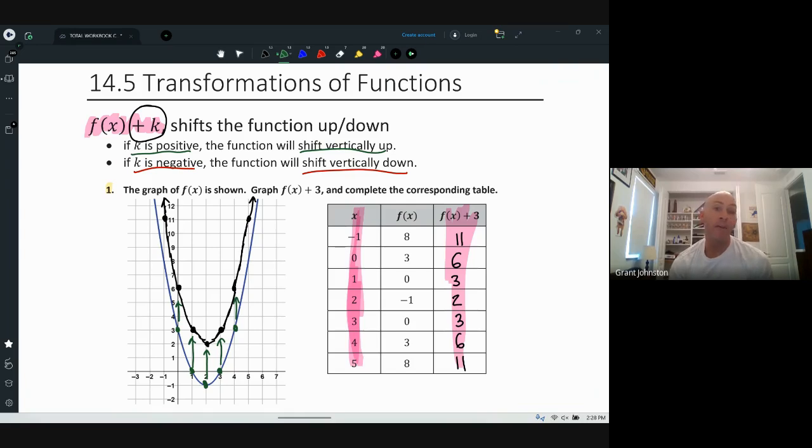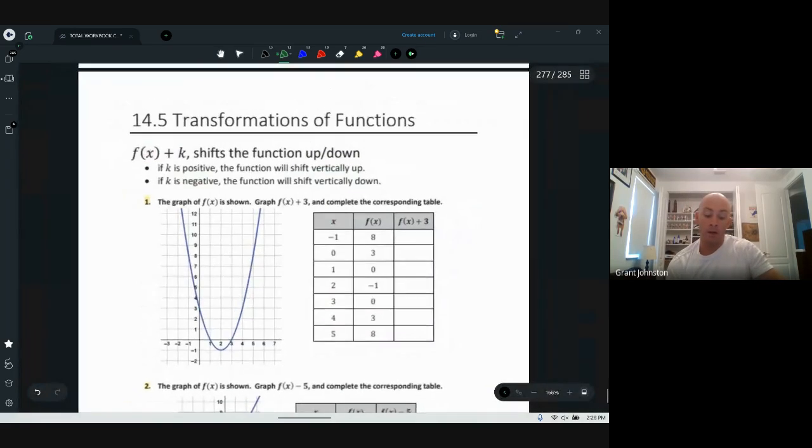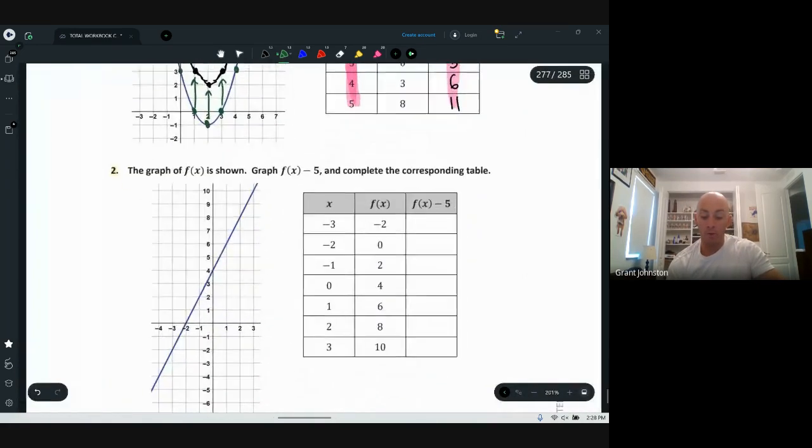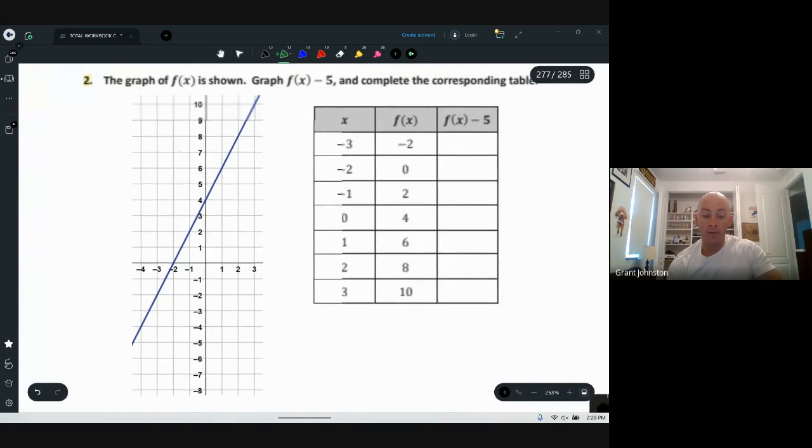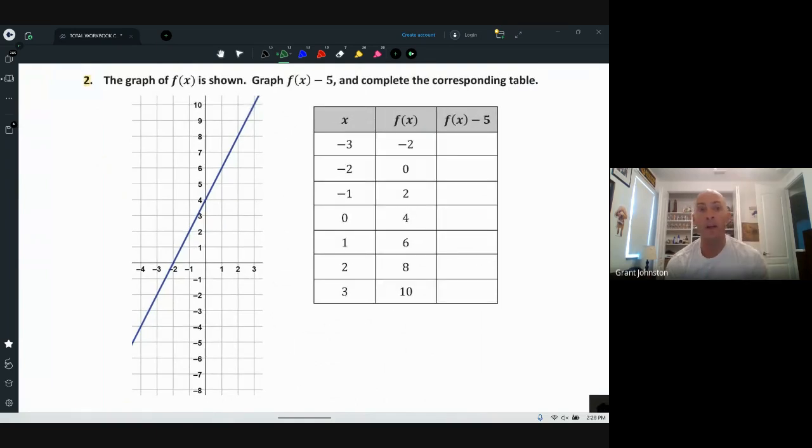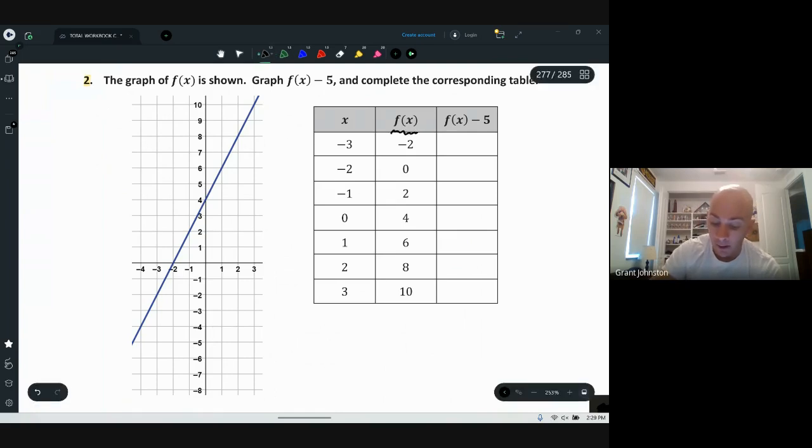Okay, so when you have f of x plus k, if k is, say, a positive 3, it's going to shift up 3. So like on number 2, I'm going to do 2 as well. So we have f of x, which is this linear line here. We're going to graph f of x minus 5. So if we do f of x minus 5, let's say we have f of x here. This is the points on this regular f of x graph. If we subtract 5, this would be negative 7.